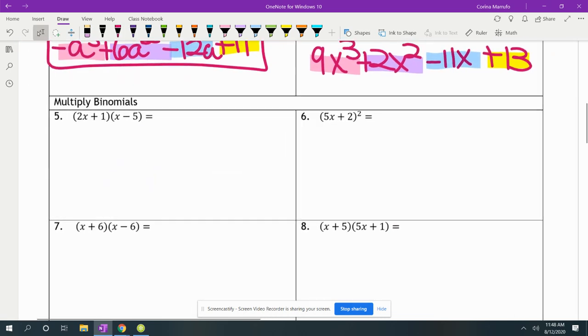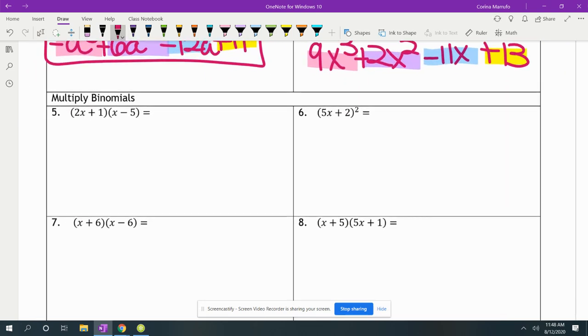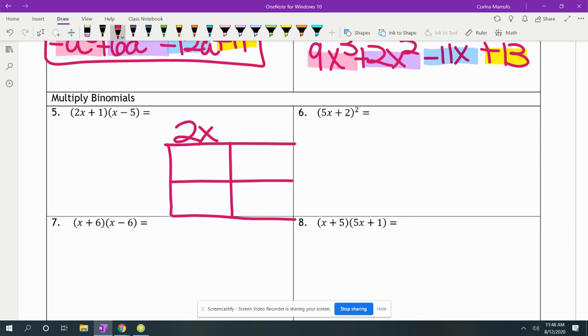All right, the next one. Multiplying binomials. So when we multiply binomials, the way that we're going to do it is we're going to use the box method. So I'm going to write the box off here to the side. And so we're going to write 2x plus 1 and x minus 5. And then we're going to start multiplying them. So 2x times x gives us 2x to the second power. 2x times negative 5 is going to give us negative 10x. And then x times 1 gives us 1x. And then negative 5 times 1 gives us negative 5.